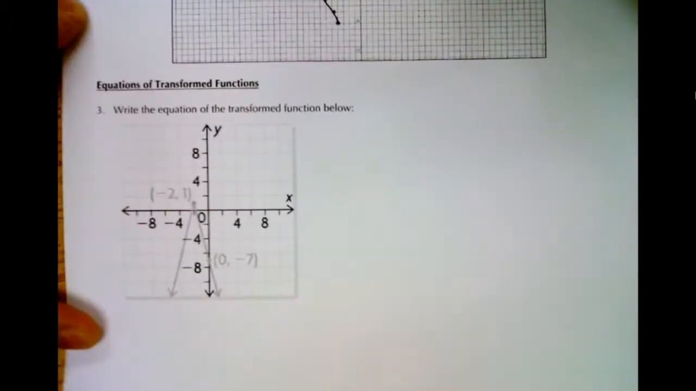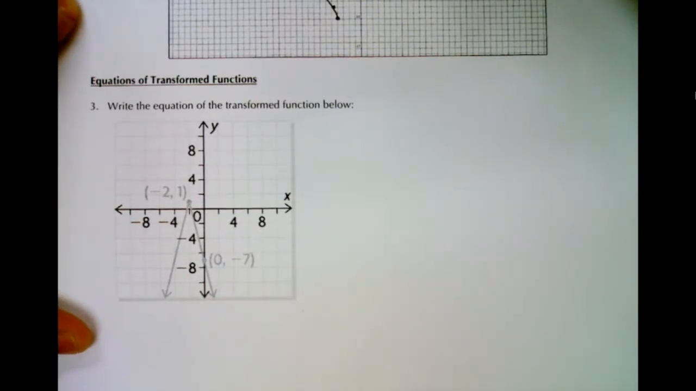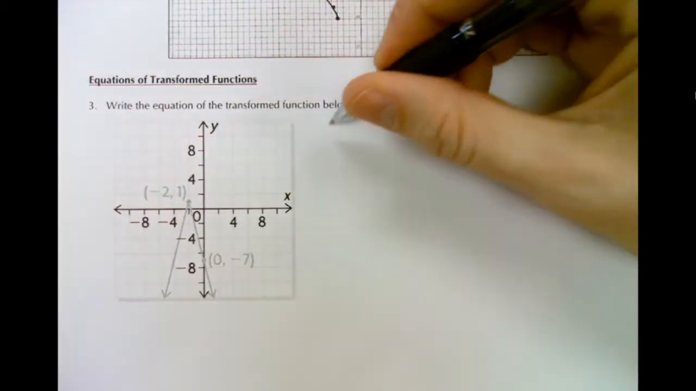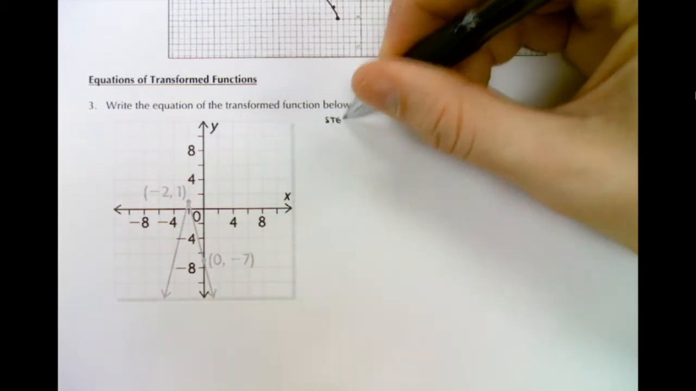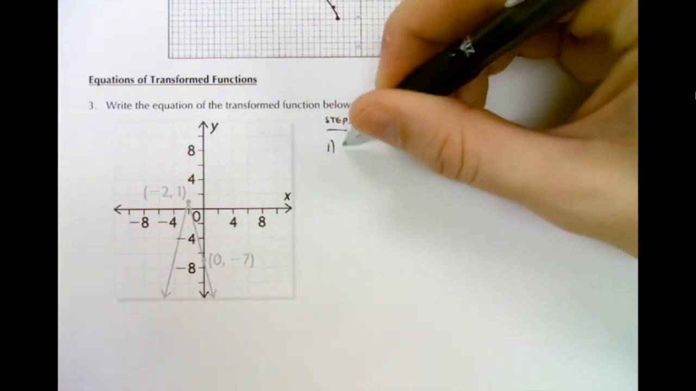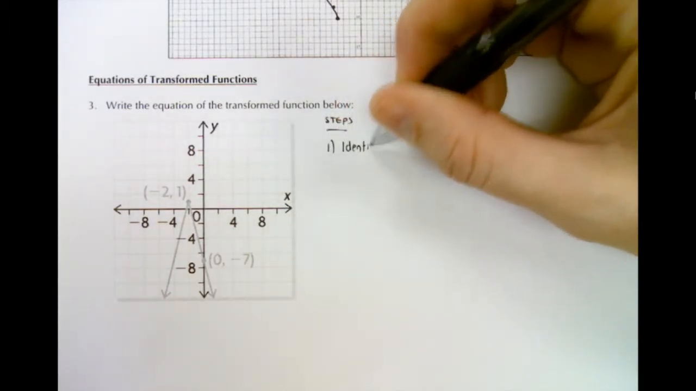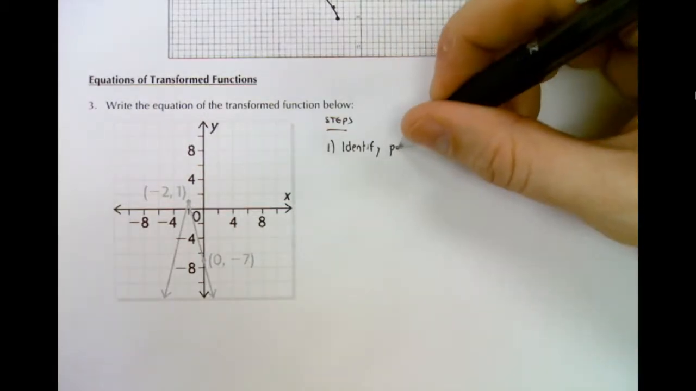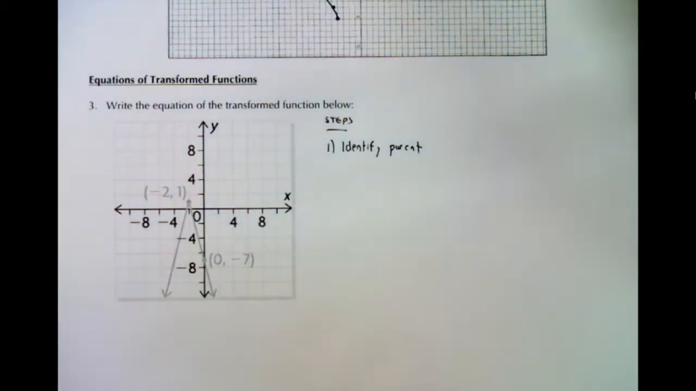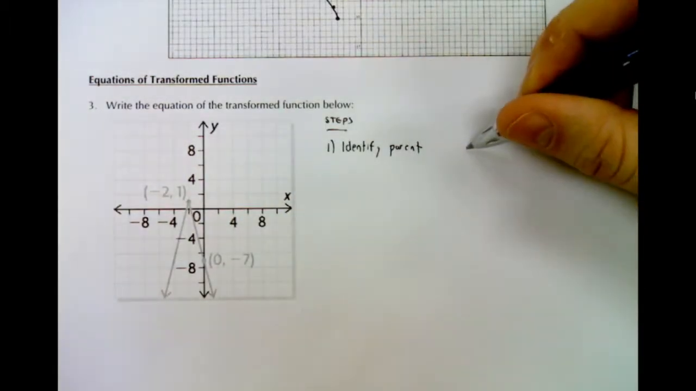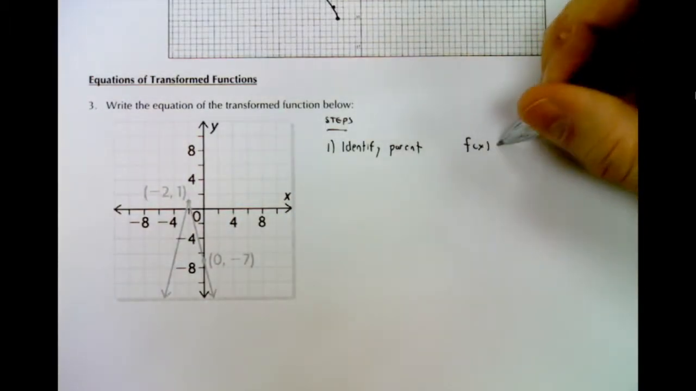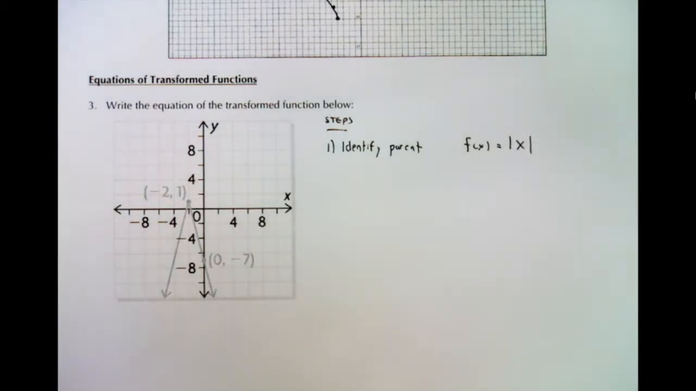Equations of transformed functions. So you don't know what transformations have happened, but we're going to write an equation from the parent. And to do this, what we do first is we identify, I'll write a couple steps, identify the parent. So look at the shape and identify the parent. This one is V shape, so that means it's the absolute value. So we're going to use f of x equals the absolute value of x.